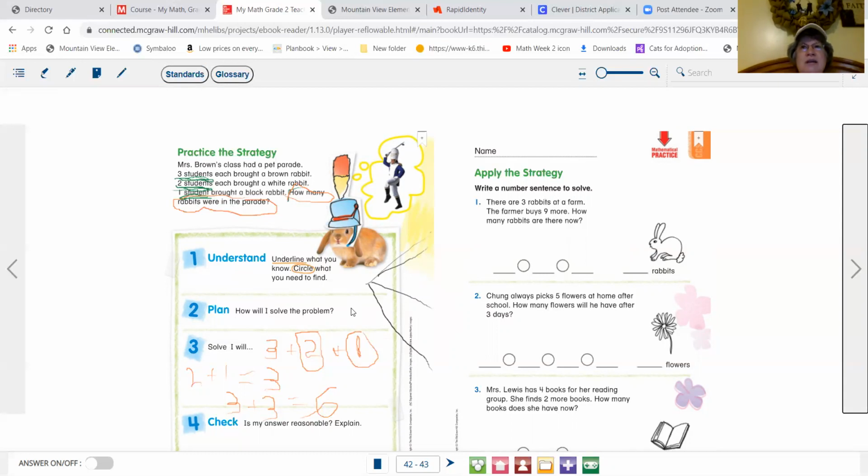Once again, we are looking at a math problem, even though it's turned into a word problem, where we have 3 add-ins, 3 numbers to add together. So notice I start showing how I will solve it. I take my 3 students, my 2 students, and my 1 student, and I write it into an addition sentence.